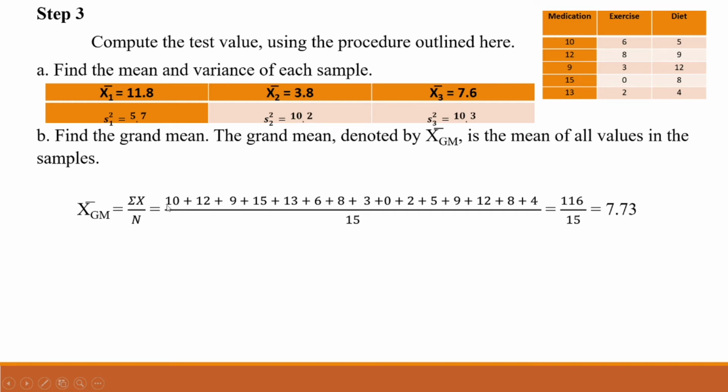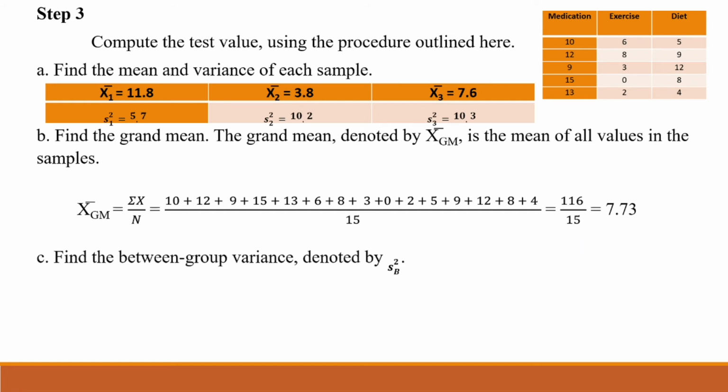So ito yung ilalagay lahat natin, yung mga mean natin: 10 plus 12 plus 9 plus 15 plus 13 plus 6 plus 8 plus 3 plus 0 plus 2 plus 5 plus 9 plus 12 plus 8 plus 4 divided by 15 is equal to 116 divided by 15 is equal to 7.73. So, yung grand mean natin is 7.73.